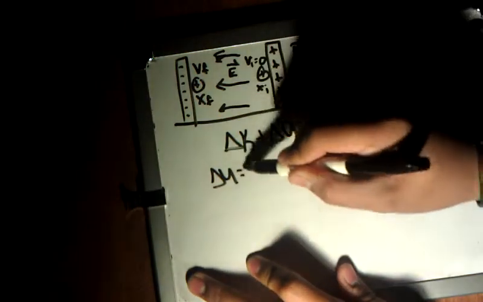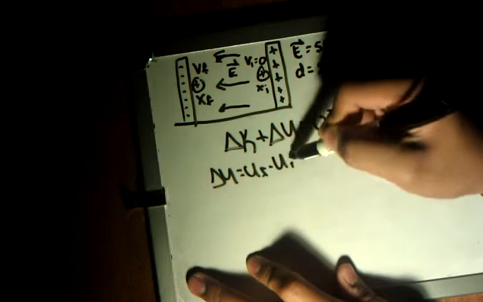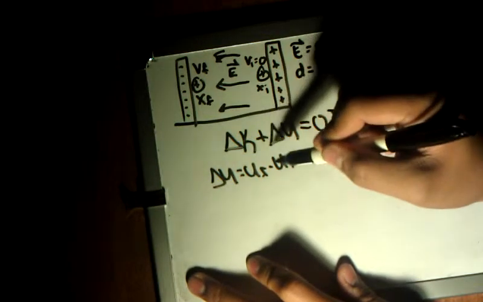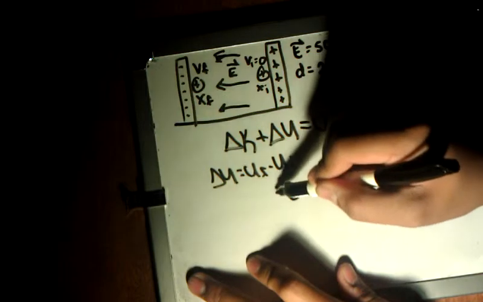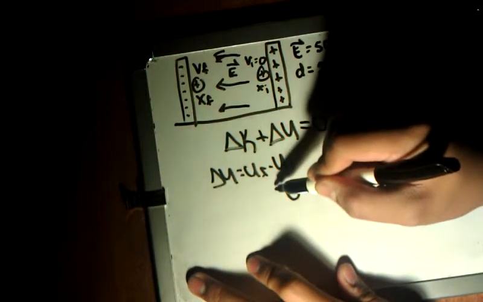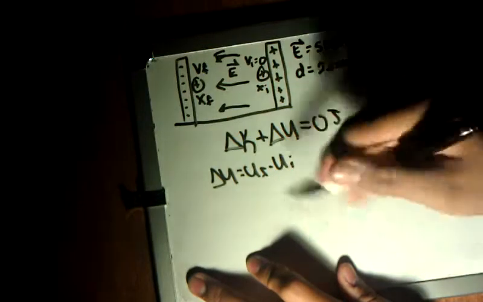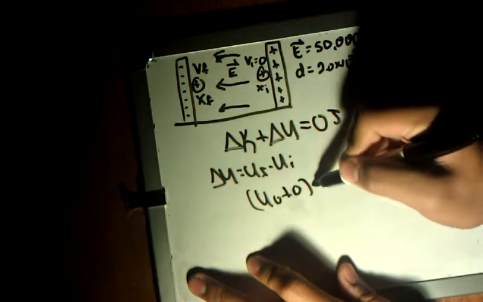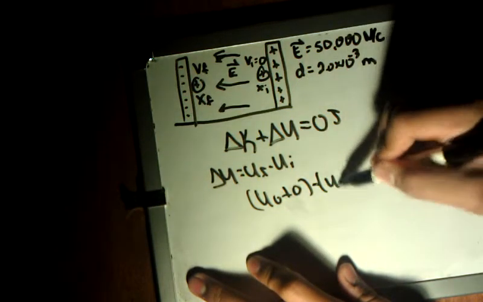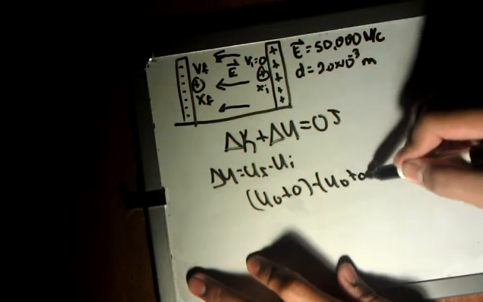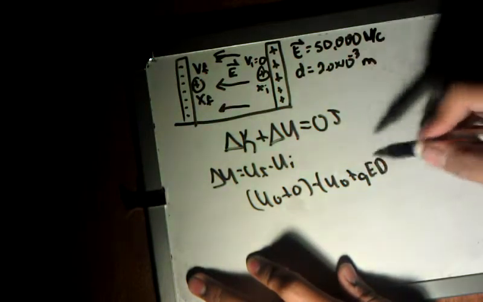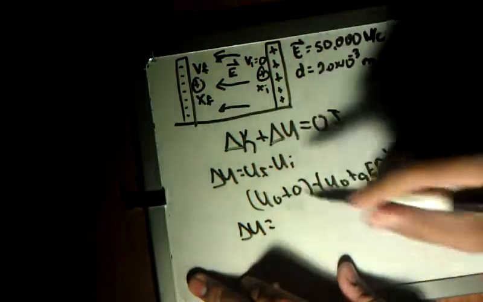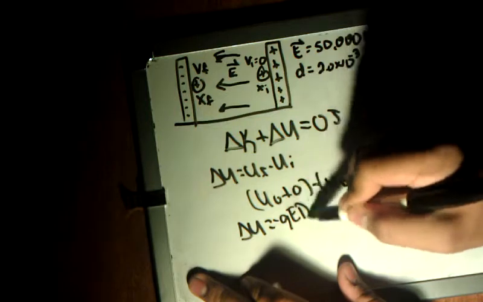So the change in U is just U final minus U initial. And in this, we know that U initial is 0, and we see that this part would be U naught plus 0, minus U naught plus QED. And once you actually distribute all that out, you just get delta U equals negative QED.